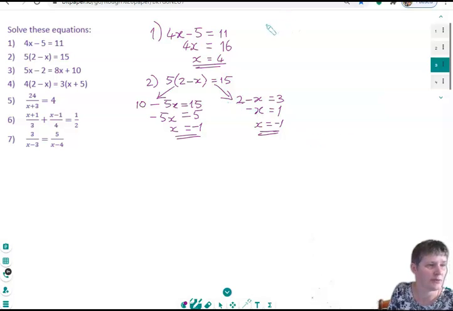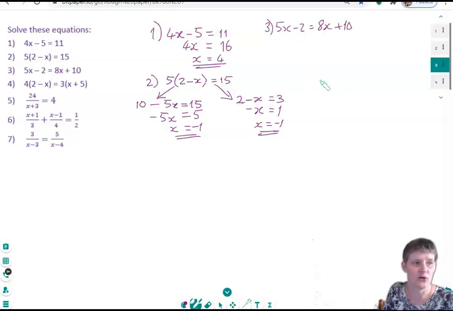Okay, for number 3, we have 5x minus 2 equals 8x plus 10. Let's get all the x's on one side and everything without an x on the other. Now we've got 5x on the left and 8x on the right, so let's gather our x's where we've got the most x's to begin with. So if we take away 5x on both sides, the 5x disappears from here and the 8x becomes 3x.